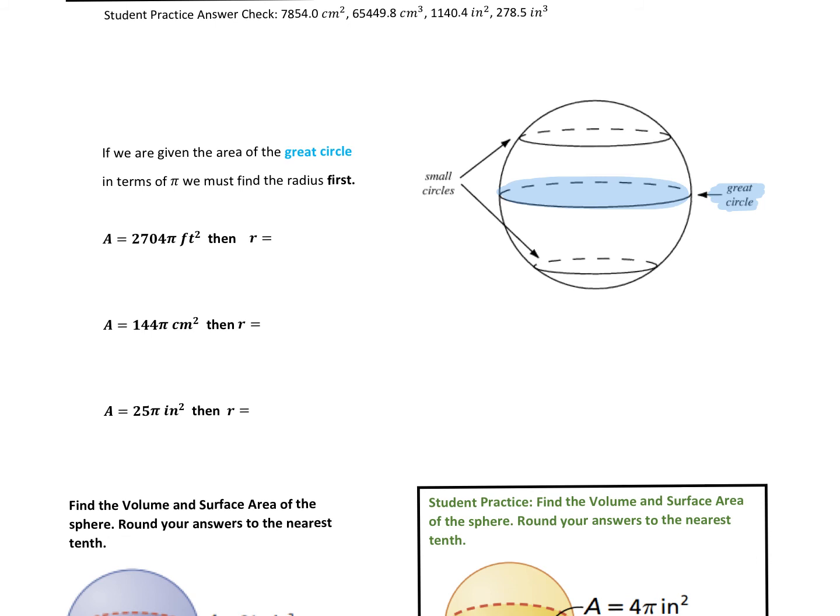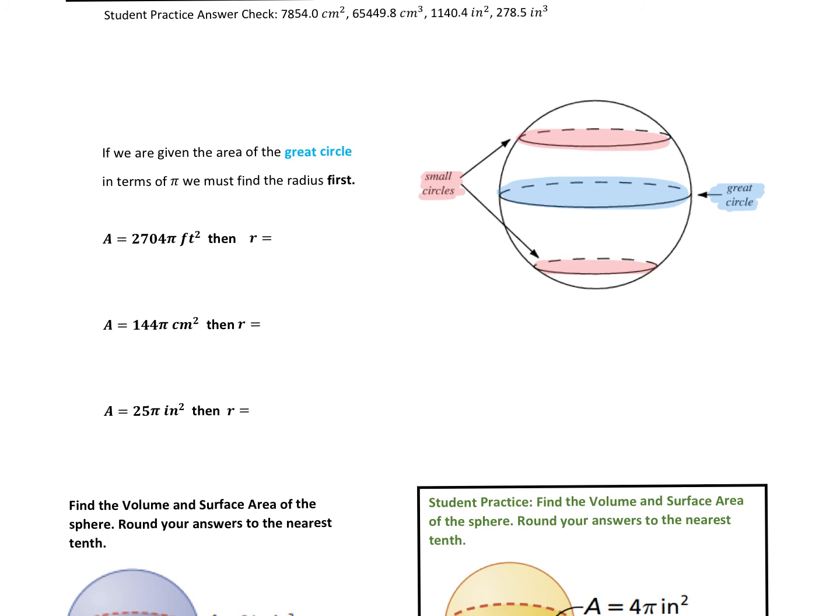Okay, all of the other circles that we could even possibly draw, okay, around our sphere or slices that we could get, those are going to be our small circles. Okay. So when we are given the area of the great circle in terms of pi, we need to make sure we can find the radius first.